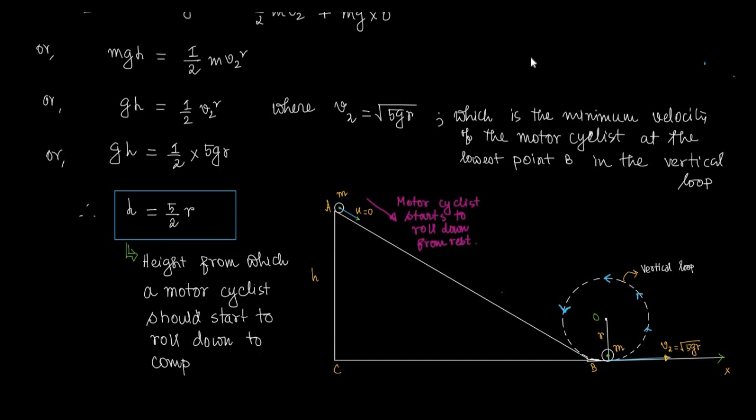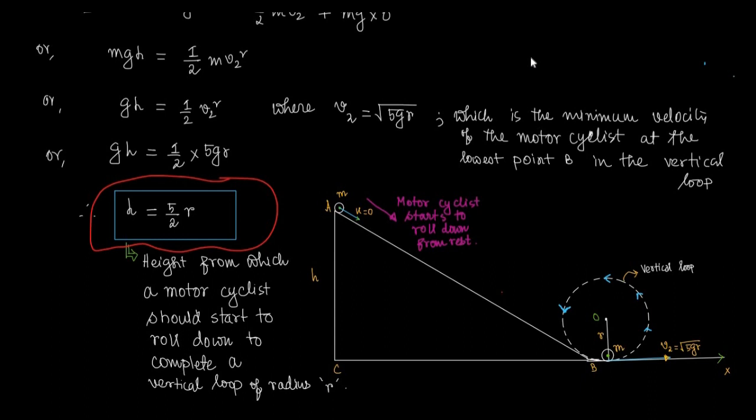to complete a vertical loop of radius r. To complete, h is equal to 5 by 2 r, which is the height from which a motorcyclist should start to roll down to complete a vertical loop of radius r.